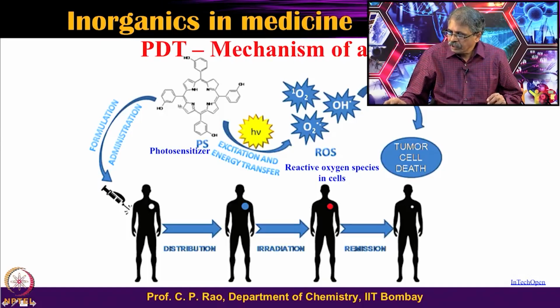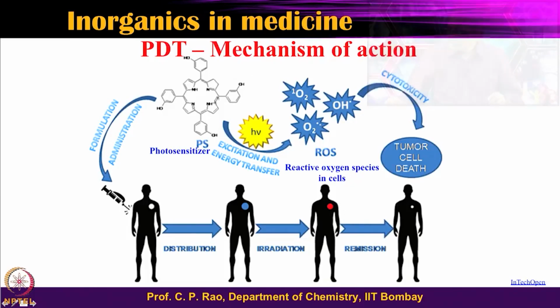When you inject this compound through some kind of formulation administered to the person having a tumor, this is the region where the tumor is shown like a white hole, and the compound distributes through the body and then gets into that particular region also. Upon irradiation with the required light, that will create the ROS species.